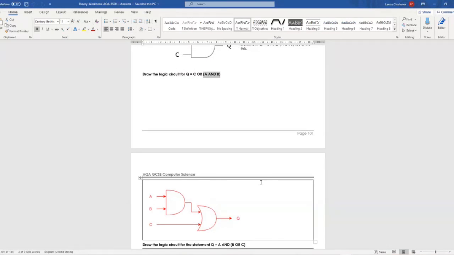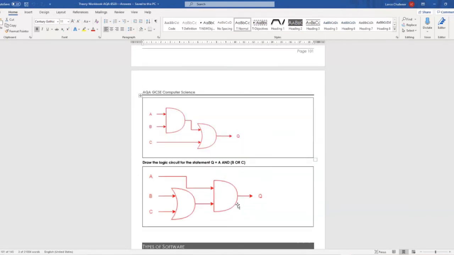A AND B OR C. So if this was the diagram, we'd have A going into an AND and we'd have a B OR C diagram there. A going into an AND, B OR C going into there.